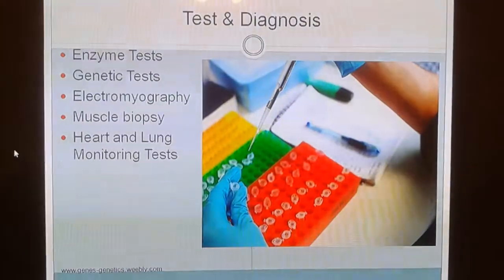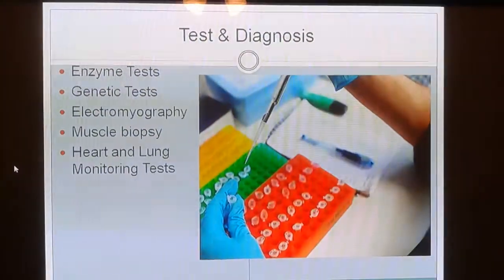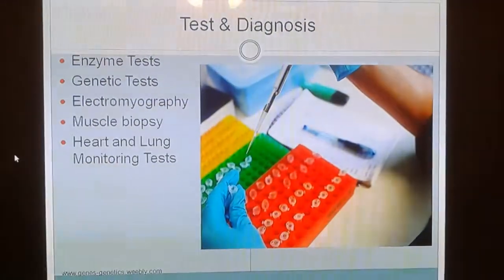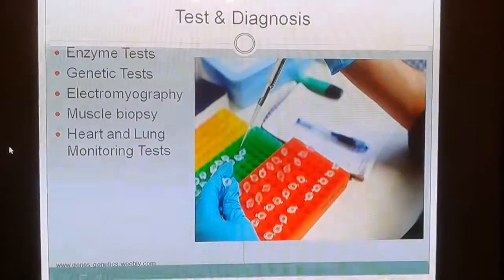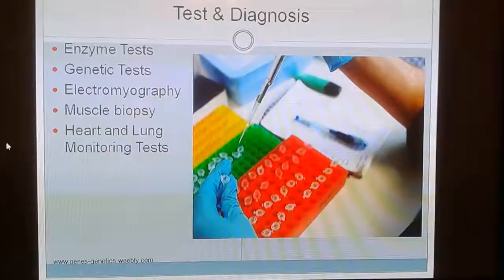The last topic that we'll talk about are tests and diagnosis. Most common types are enzyme and genetic testing, electromyography, muscle biopsy, heart and lung monitoring tests. This picture shows genetic testing.